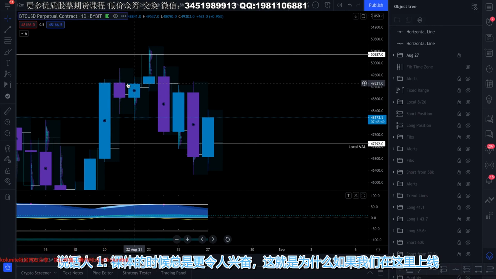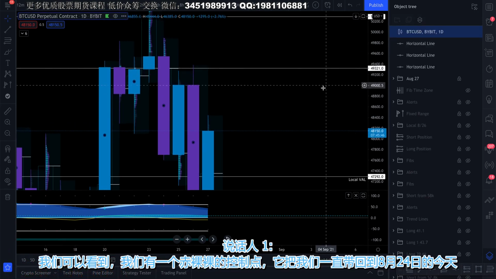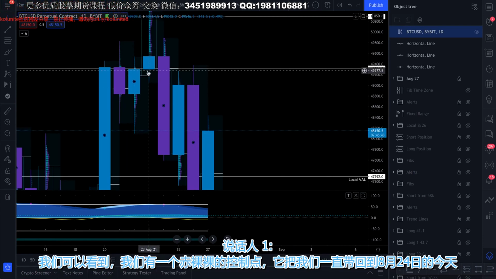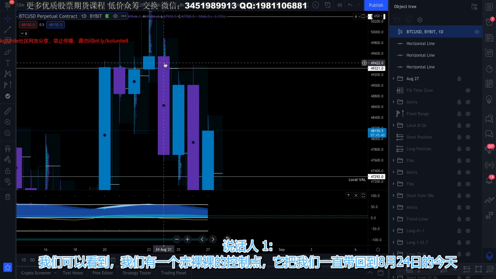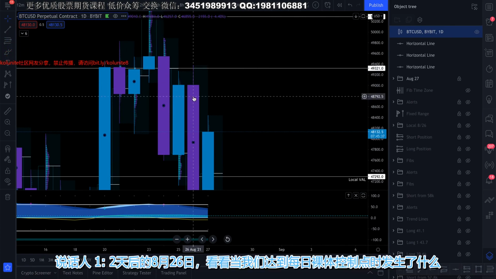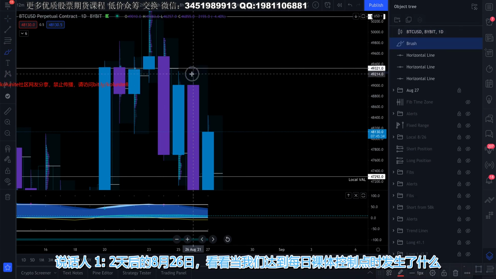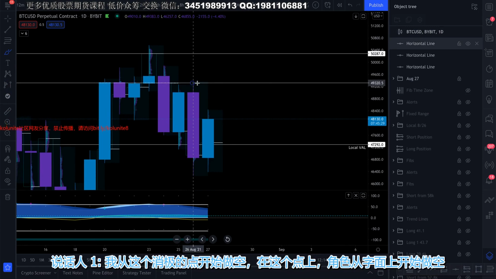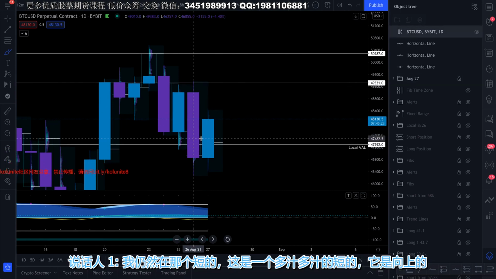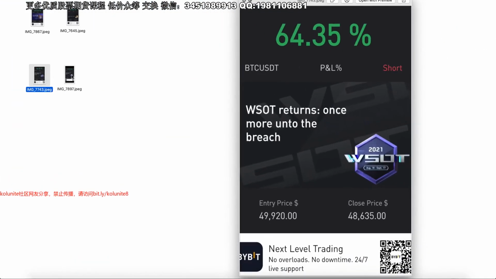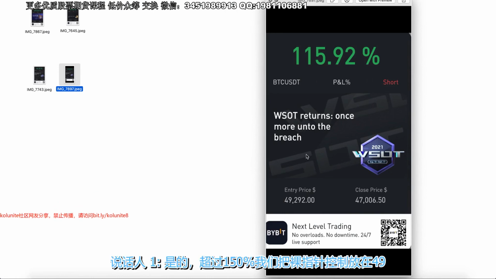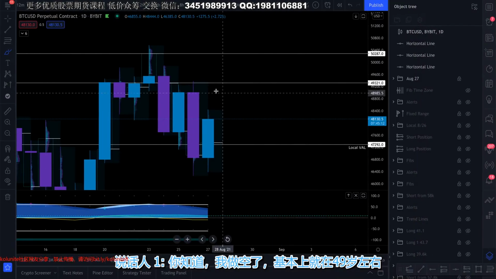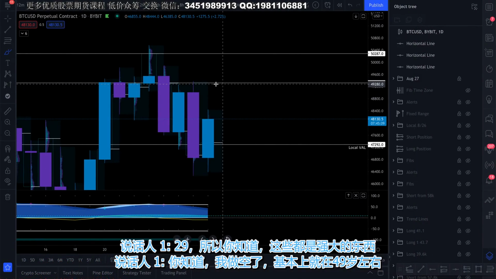And here's why. If we put on our line right here, we can see that we had a naked point of control that took us all the way back to this day right here on August 24th. Two days later on August 26th, look what happened when we hit that daily naked point of control. We got a massive rejection off of it, and actually I shorted right from this naked point of control, and I'm still in that short. It was a juicy short. It was up over 115%. We put it at naked point of control at 49.3. I shorted at basically right around 49.29.